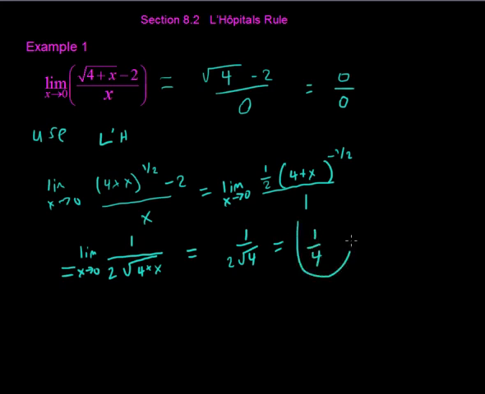So that's our answer. We'd get the same thing by multiplying through by the conjugate. This is just another way of doing it. But in some cases, L'Hopital's rule is the only way.